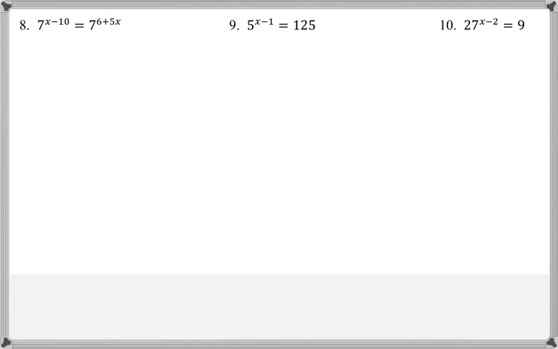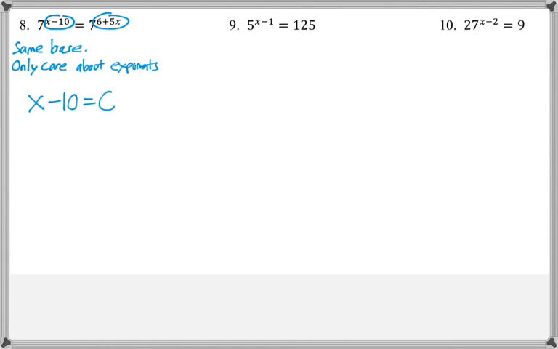So let me write some notes. Because these are the same base, we actually only care about the exponents. So I'm going to set my two exponents equal to each other, and if I solve this equation, that actually solves the original equation.